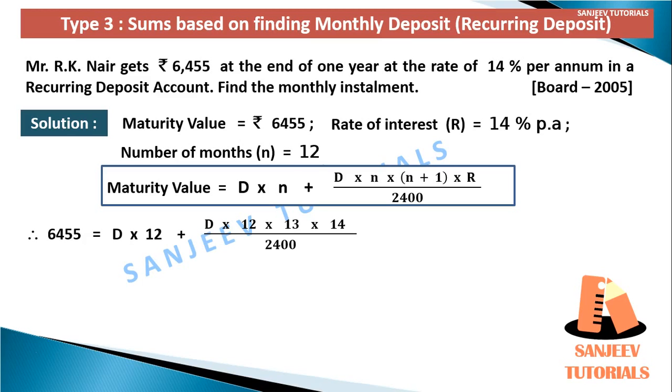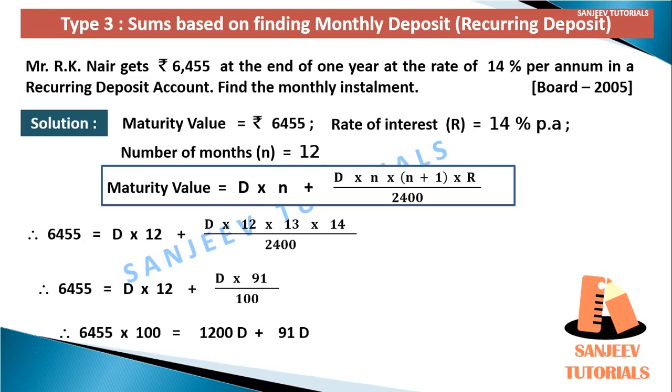Maturity value is 6,455. I am supposed to calculate monthly installment. That means I am supposed to calculate D in this particular equation. On further simplification, I get 6,455 is equal to D into 12 plus the interest part, which on simplification gives me D into 91 upon 100. The denominator here is 100. I multiply throughout the equation by 100. So I get this step.